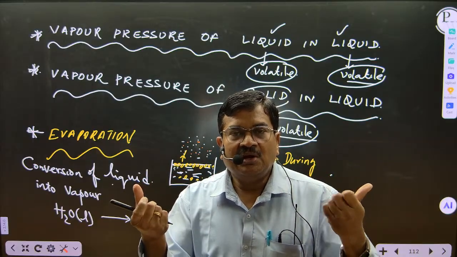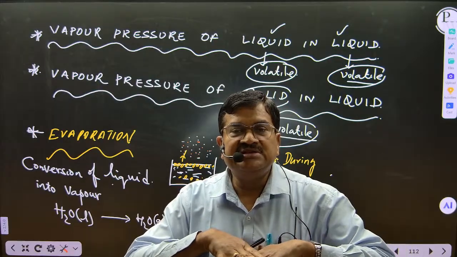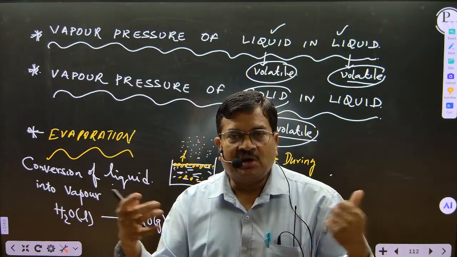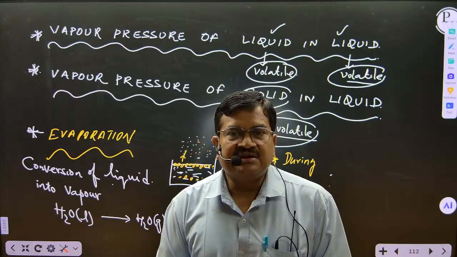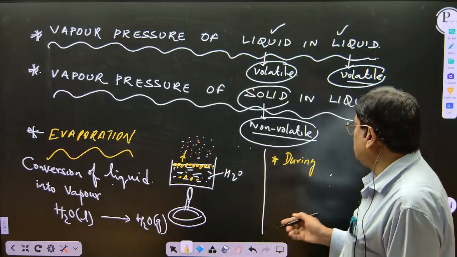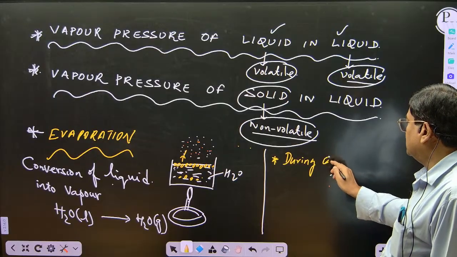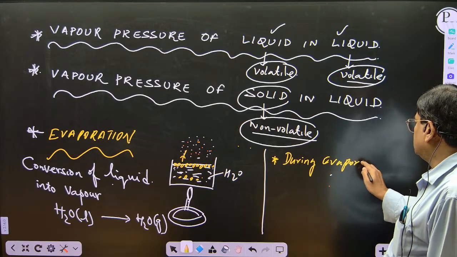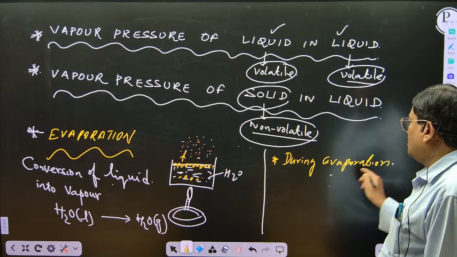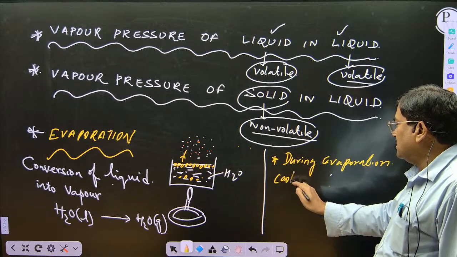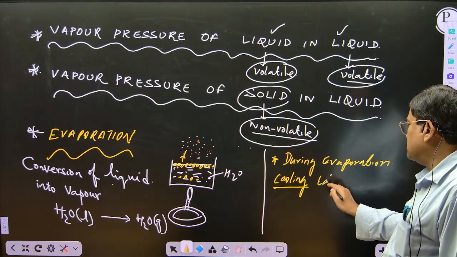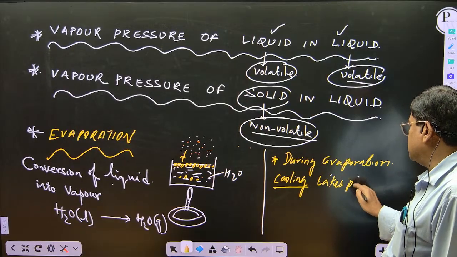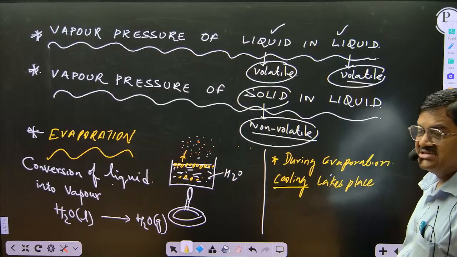What is happening inside the liquid? Cooling is taking place. Why? Because when the molecules are coming out, kinetic energy is lost. So cooling of the liquid takes place. Understood? So here make a note: during evaporation, cooling takes place. What is the reason? Since the kinetic energy of the molecules decreases.